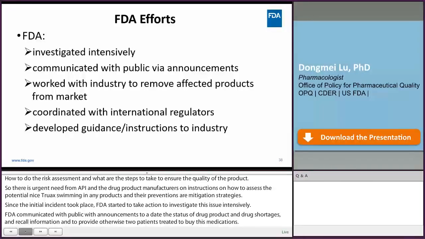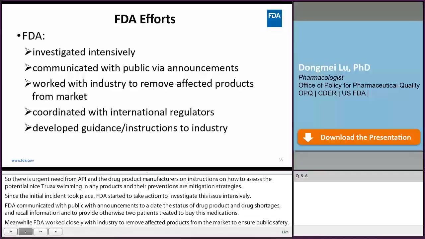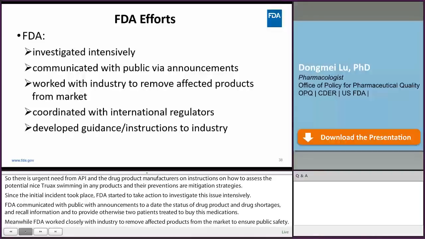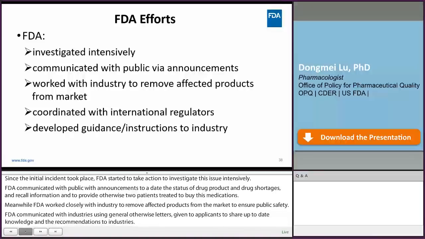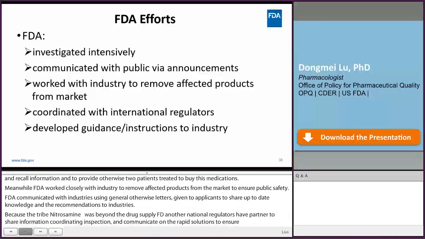FDA communicated with industries using general advice letters and letters to individual applicants to share up-to-date knowledge and recommendations to industry. Because the nitrosamine issue extends beyond the U.S. drug supply, FDA and other international regulators have partnered to share information, coordinate inspection efforts, communicate on analytical methods, and develop rapid solutions to ensure the safety and the quality of the drug supply. Due to the urgent needs from industry, development of guidance for industry in this perspective is a high priority.